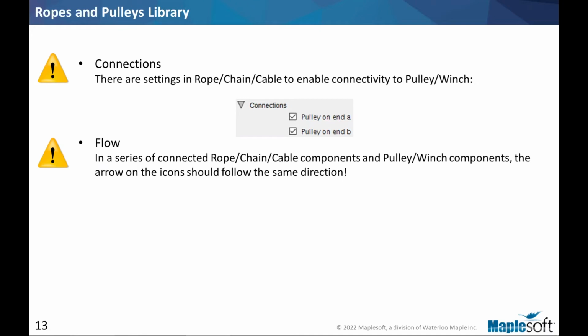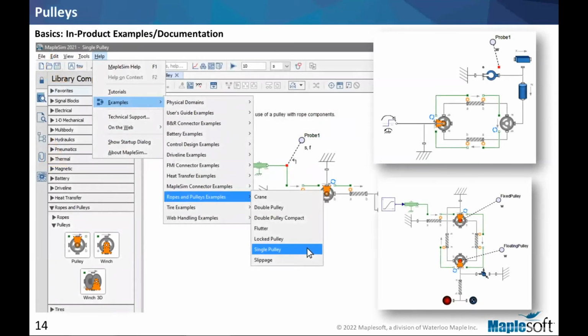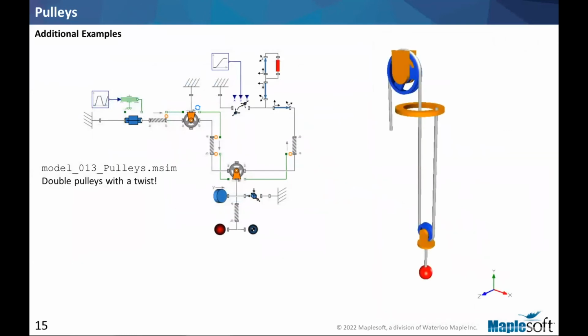Just as we saw with a group of connected multi-segment rope, for the rope, chain and cable connected to pulley and winch, all of them together, you have to always make sure that you have unbroken direction of arrows for the components to make sure that you get the right simulations. So we have already started looking at the examples. We will come back to these examples as we go forward with the crane and the Flutter models and slippage. But for now, we can look at another example.